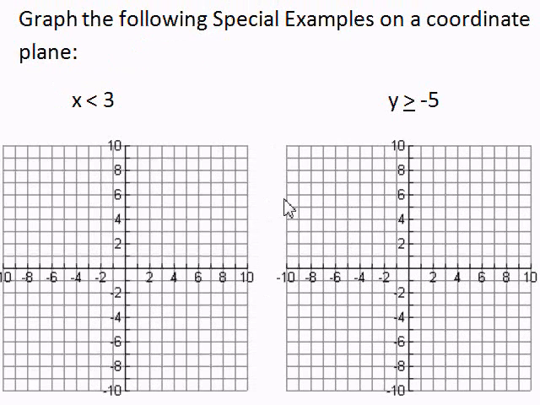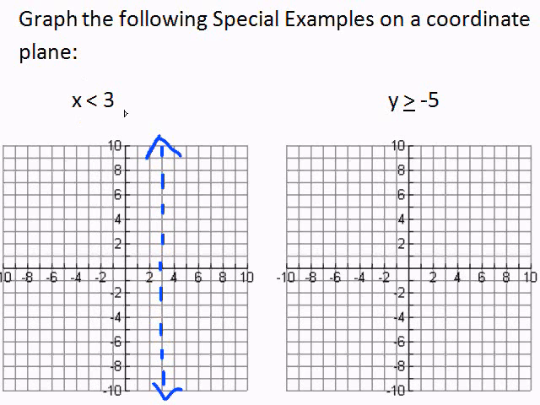There are a couple of special examples you need to know. Typically, when we see an inequality that has just one variable, we would plot it on a number line. However, you will at times be asked to plot these inequalities on a coordinate plane. If you remember, x is equal to 3 is the line that passes through 3 on the x-axis. So I'm going to draw a dashed line that will pass through 3 on the x-axis.